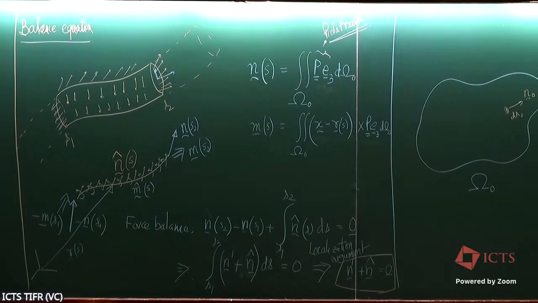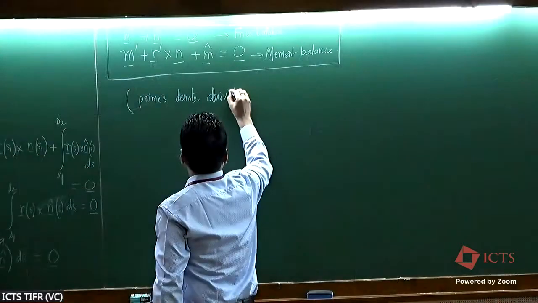So yeah, the primes are with respect to the reference arc length. I should write that down here. The primes denote derivative with respect to reference arc length.